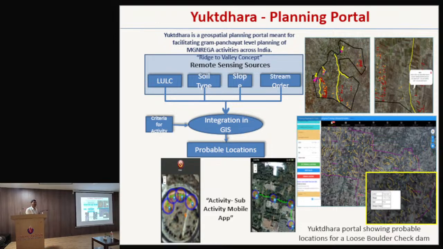So this is the live example. You see that almost 2.54 lakh or 2.6 lakh gram panchayats are enabled with this kind of utility, and they are making their plans on this particular platform.